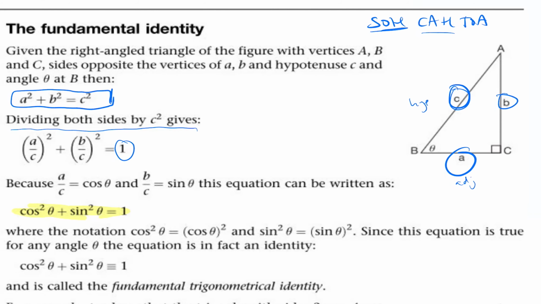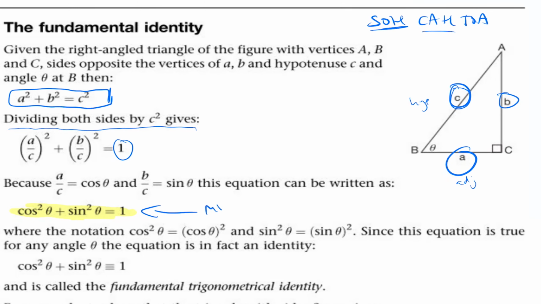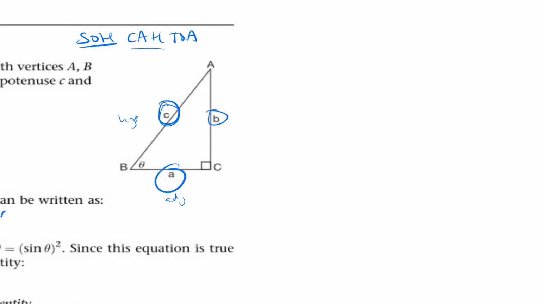So this is what we've got to take away from this. From this video, this is what you want to take away. You just memorize this: cosine squared plus sine squared is equal to 1. So if you're like, how? Let's go through it. Okay, so let's remind ourselves.